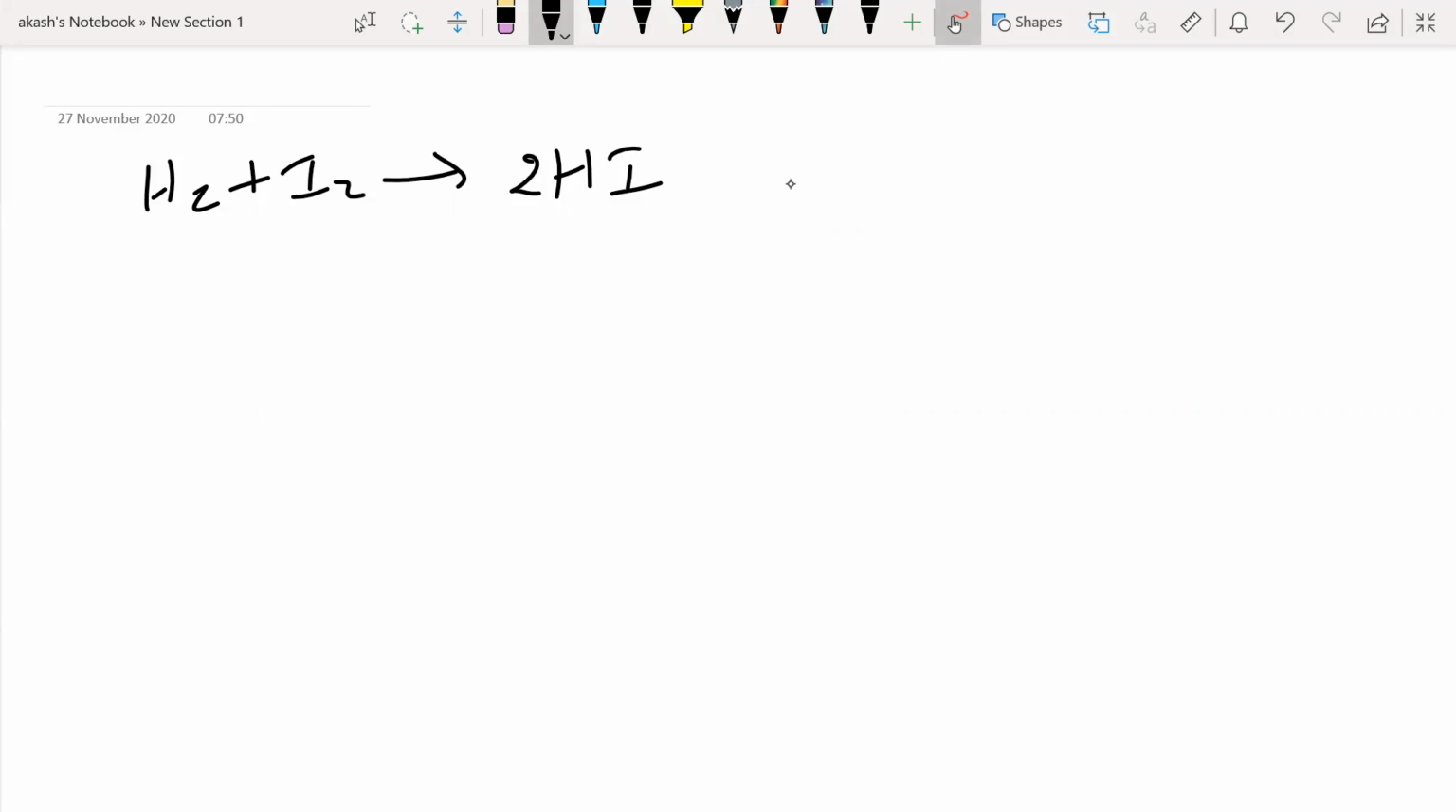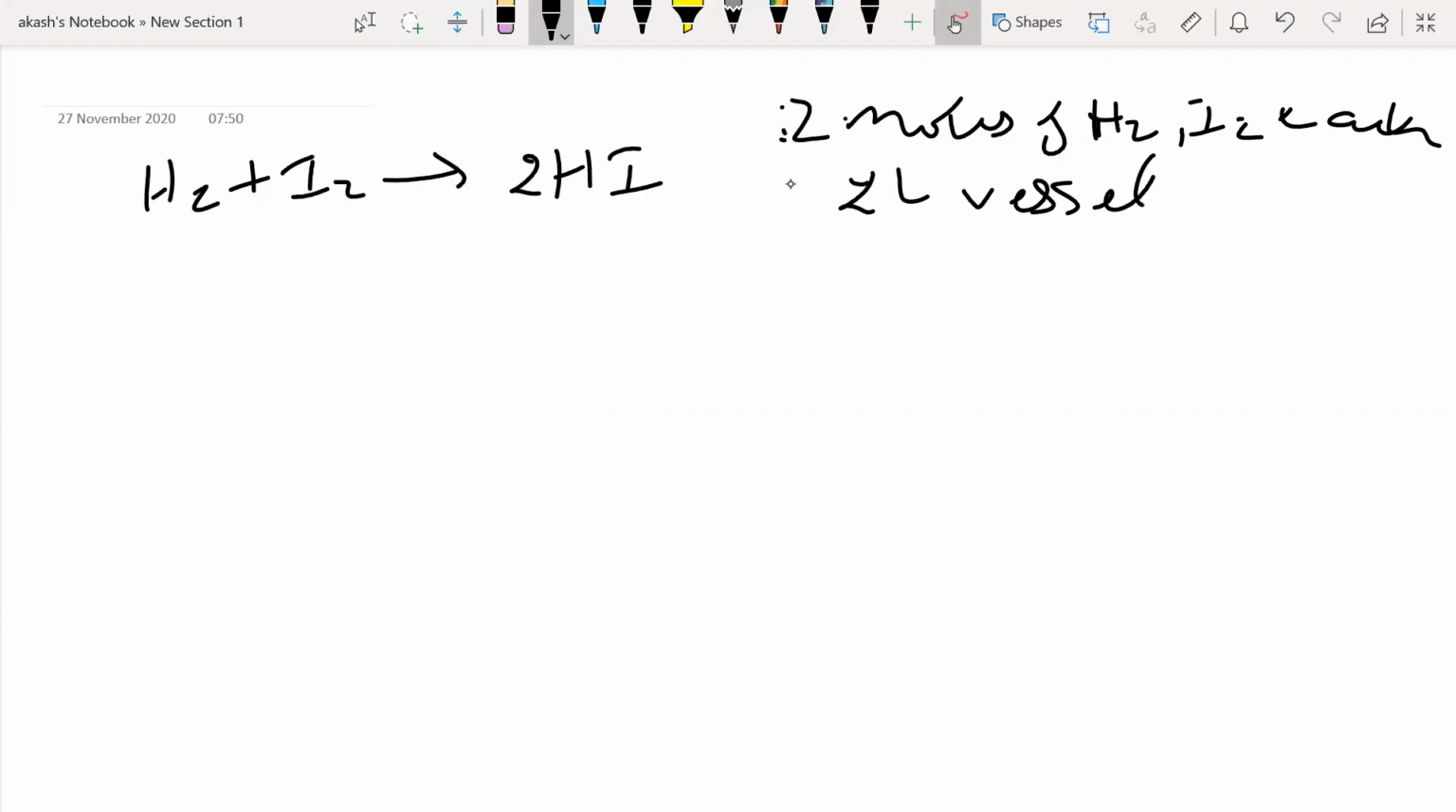Okay, now let me put it like this. I had, say, 2 moles initially, 2 moles of H2 and I2 each, right? 2 moles of H2 and I2 each, and say it's a 2-liter vessel, right? It's a 2-liter vessel, okay?